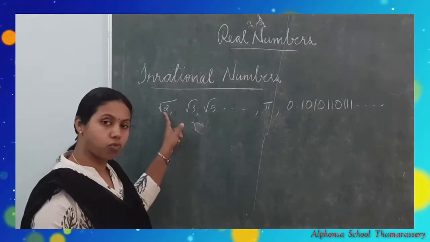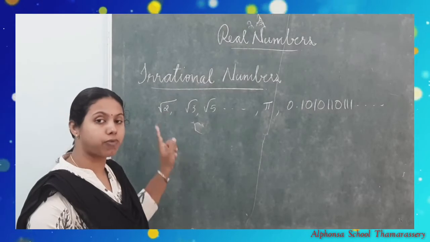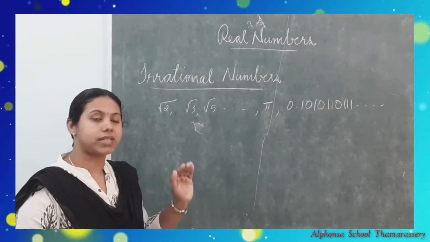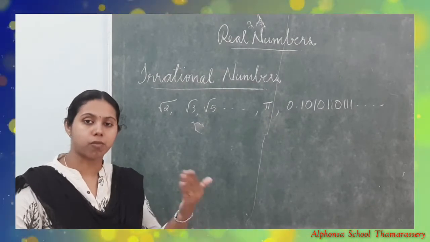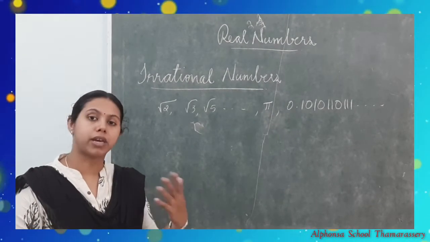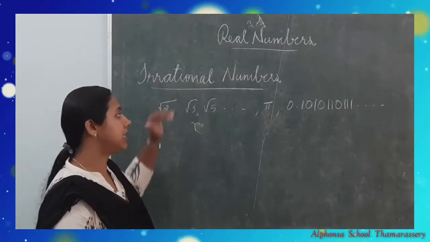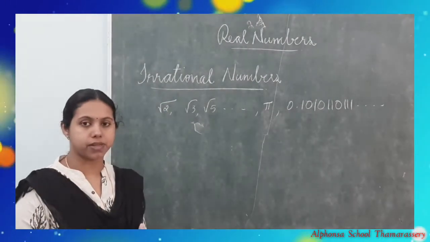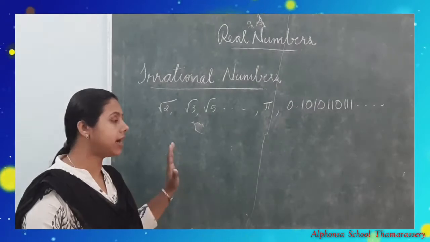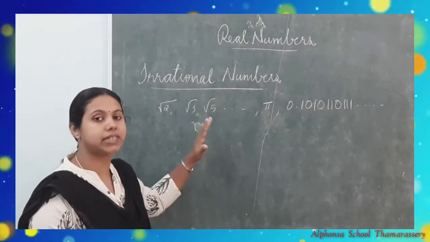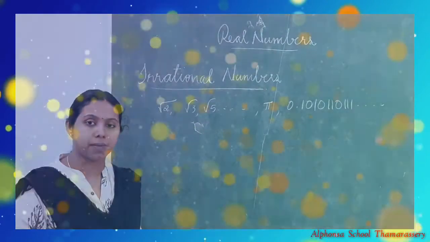The value of root 2, if you take the value of root 2, it is 1.414, like that it's going endlessly. So such numbers we cannot write in the form of p by q, or in the fraction form. So such numbers are called irrational numbers. So first we studied rational numbers. Now we get another set of numbers, that is irrational numbers.